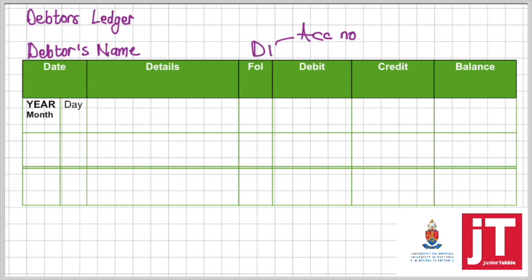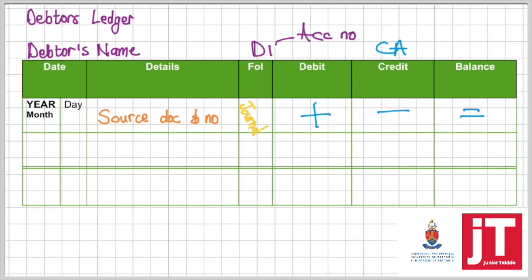So the debtor's name is always at the top, and then D1 or D2 or D3, that's the debtor's account number. We have a date column where we have the year above, month below, and the date. The details is always the source document and the number. The folio column is which journal am I posting from. And because we're working with current assets, the debit is the plus column, the credit is the minus column, and the balance is the final total.